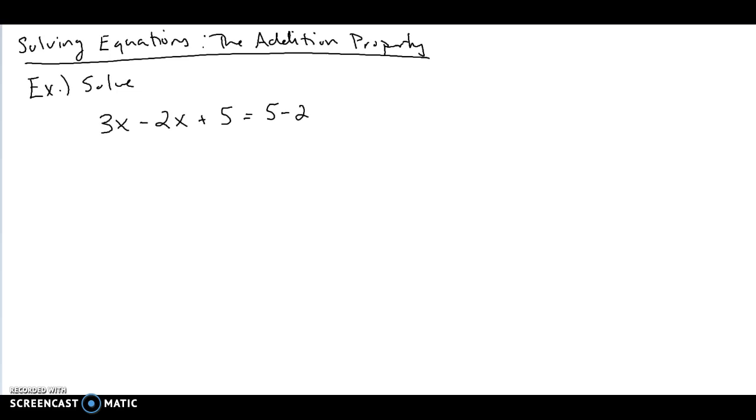Now, the addition property doesn't just work for addition, it also works for subtraction. We'll talk about why that is in just a second. So here's what happens. They give us this equation, 3x minus 2x plus 5 equals 5 minus 2, and they ask us to solve. Guys, when you see these directions of solve, that means you want to have a numerical answer by the time you're done. So in our case, I want to have x equals something.